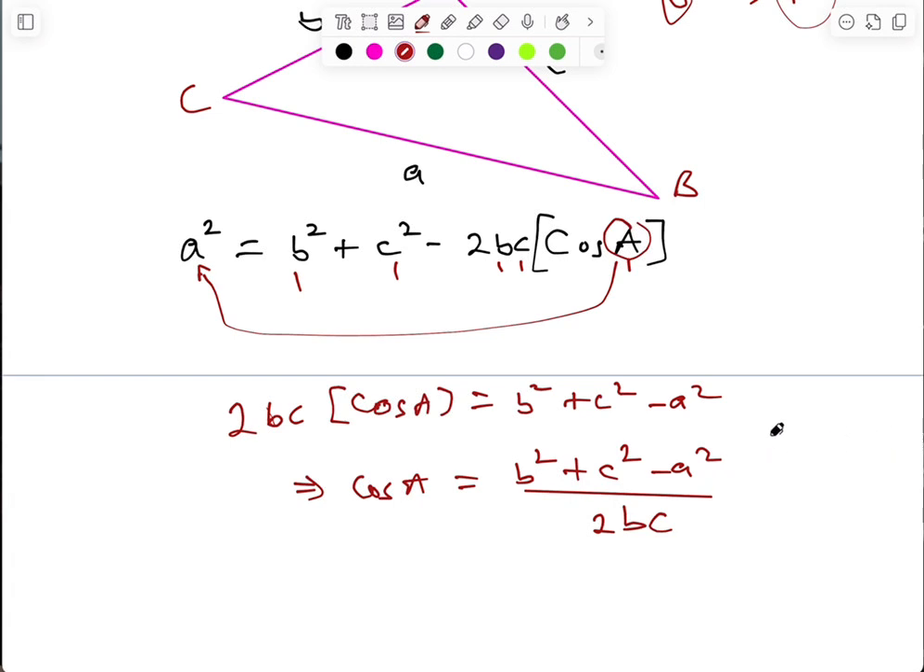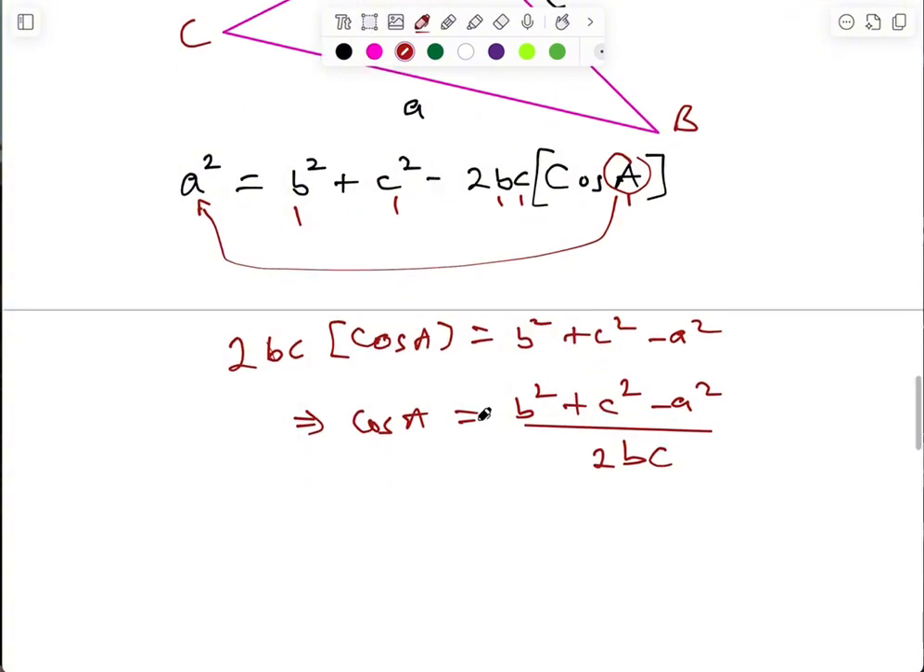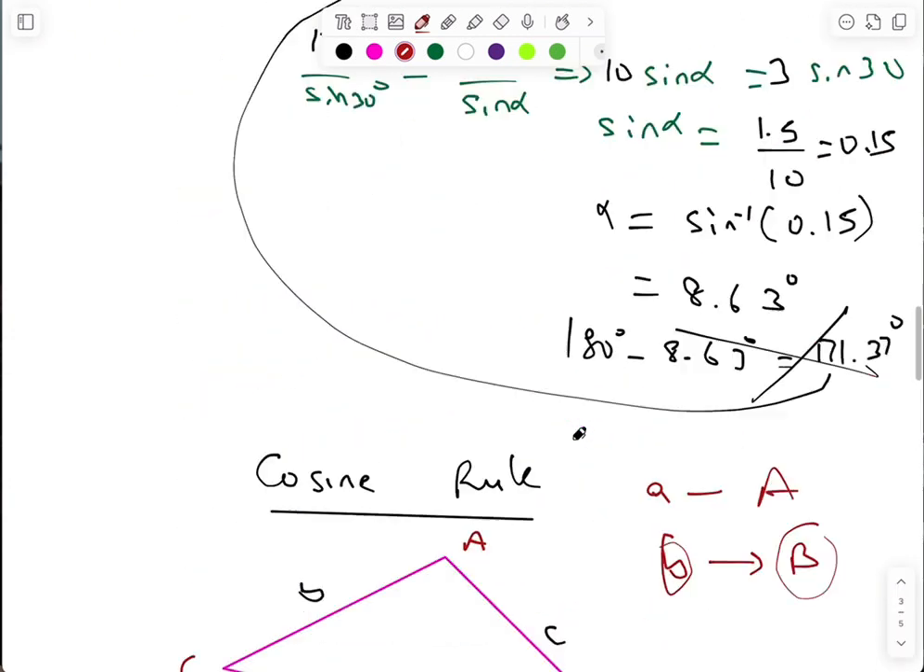Why do I keep saying 2bc? Maybe I need 2 Bitcoin. Well, I don't know. Now, so this is cos A. To find out A, you just find the cos inverse of both sides, and then you get your result for A. So that's that for that.